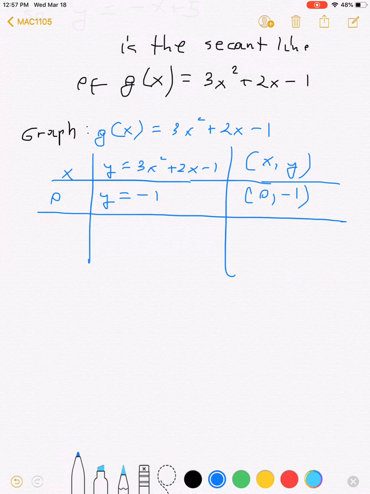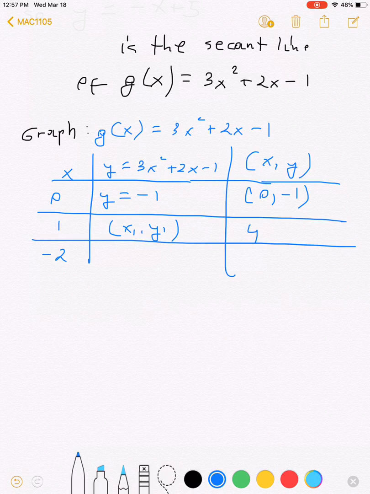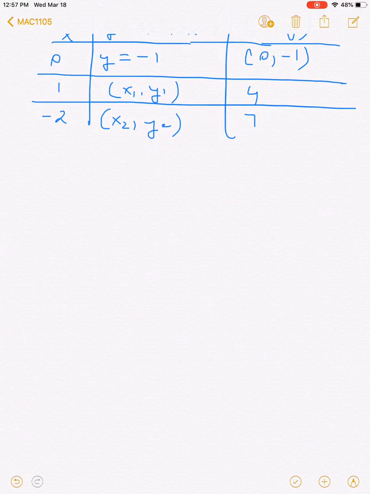And I'm going to use the coordinates of the given points, which we already found, x1 and y1, which means when x is equal to 1, y is equal to 4. So I will just put it here that was our x1 and y1. We already found those coordinates, and I'm going to use the coordinates of the second given point, when x was equal to -2, we already found y2. So just to give you the notes, this is x2, y2, which we used to find the equation of the secant line, and that's 7. Okay, so we're going to graph it.